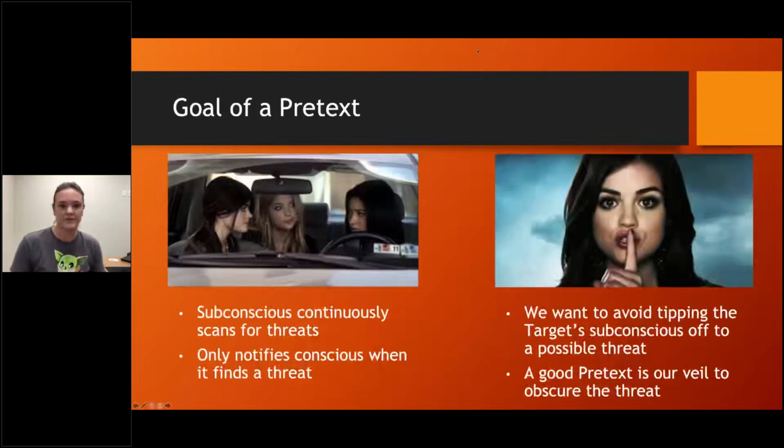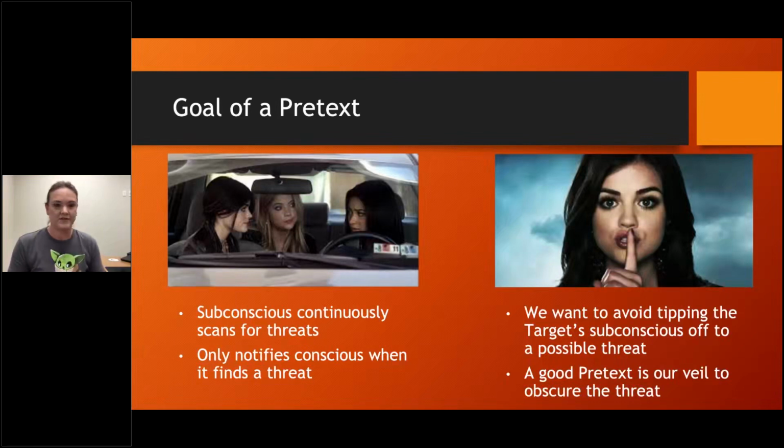So the goal of the pretext. The goal of your pretext is to bypass the target's logic processing when they would question or challenge who you are, by not tipping off their subconscious that you're a threat. And to put it very plainly and basically, high level overhead, your subconscious is continually scanning for threats. And it only notifies your conscious brain to do something about a threat when it identifies an actual perceived threat.